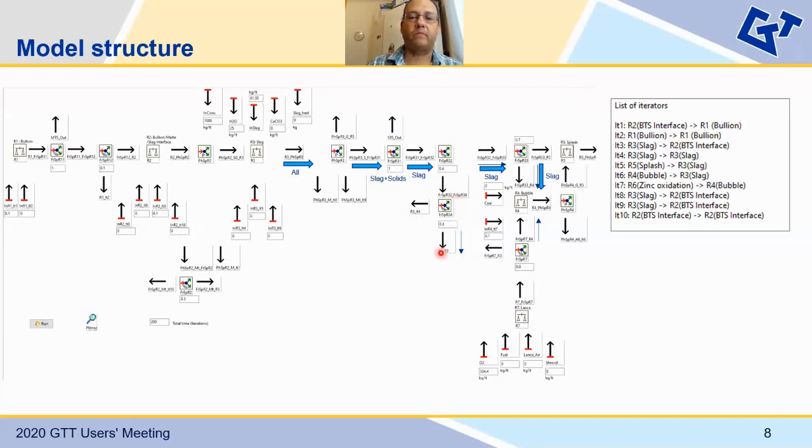In this flow sheet, you need the iterators to describe the flowing of material from one reactor to another, when material should flow from one reactor to another over two different time steps. And the iterator is especially important in order to describe the settling down of condensed phases in the reactor.